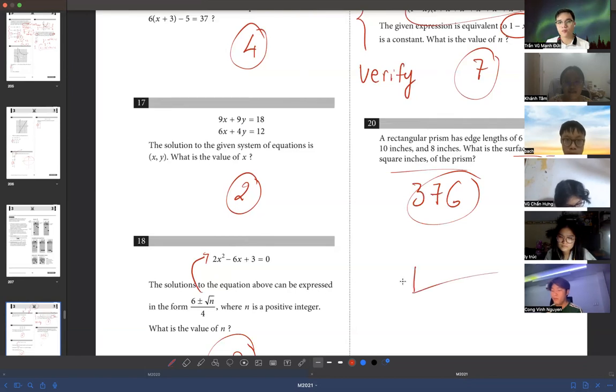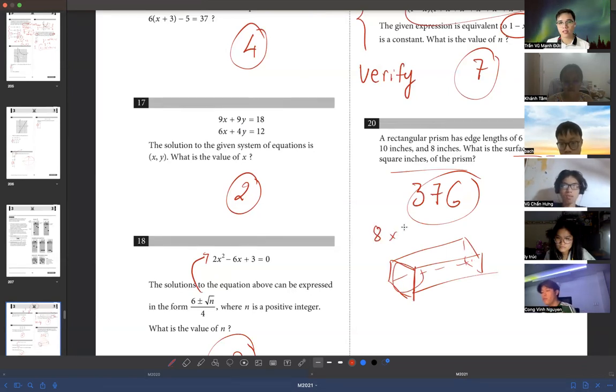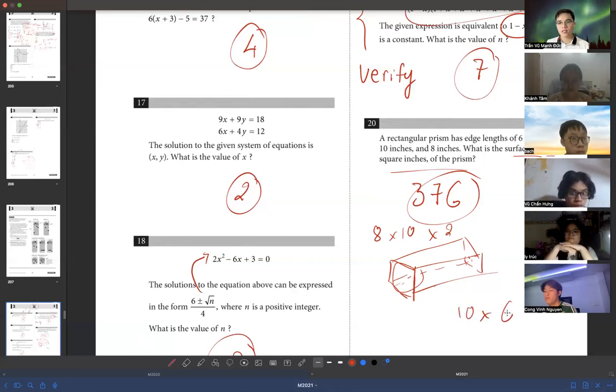So for a rectangular prism, it doesn't matter which orientation it is. It can be the height, the width, or the breadth. You just multiply them. You multiply 8 times 10, and you have one side, and then you times 2, because you have two identical sides. And then let's assume the other one is 10 times 6, and you have 1, 2, 3, 4 sides, and you add them together.